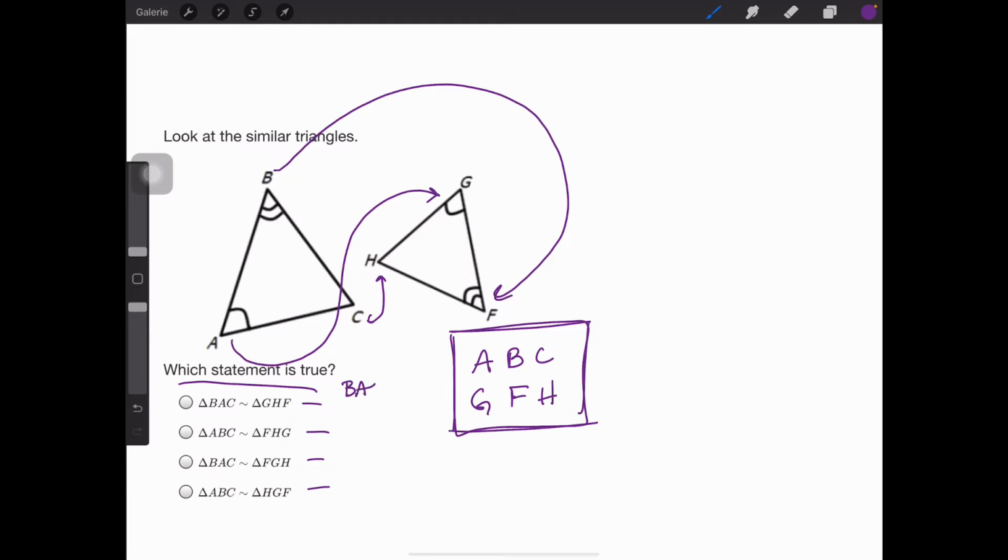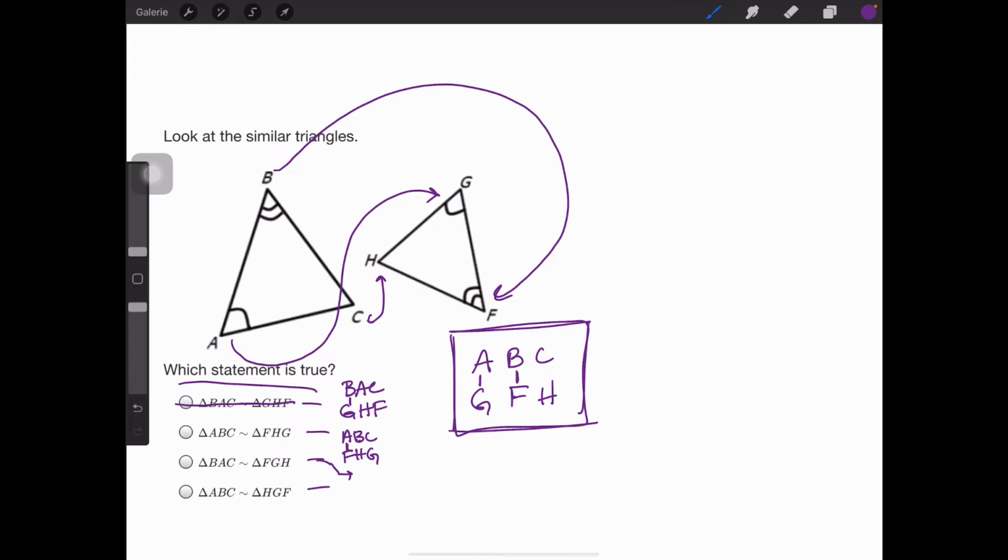So BAC and GHF, let's see. This has B and G corresponding. In my key, it should be B and F corresponding. So this first one is not correct. Let's check the second one. It says ABC, FHG. So let's see. A and F are corresponding. Oh, that doesn't look right because A and G are supposed to correspond. All right, let's check out the next one.